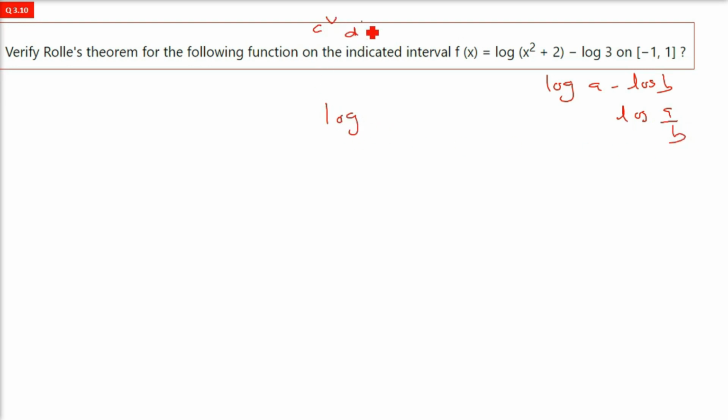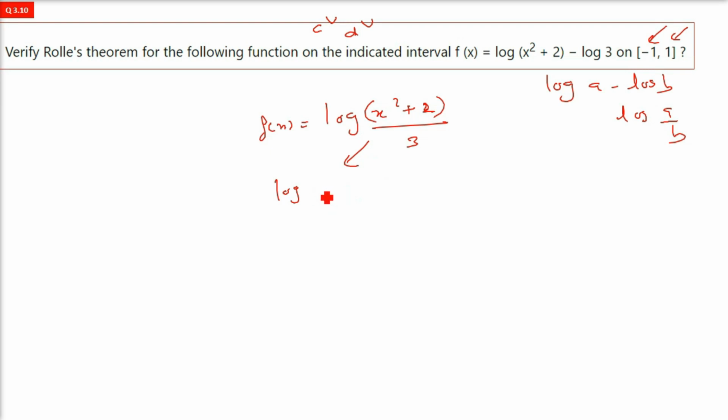We have log(x² + 2) and we have log 3. So you will get log((x² + 2)/3), log a by b. Now this is your function f(x). This log function is continuous and differentiable in the domain −1 to 1, so we have no problem in saying the first and second conditions have already been met.